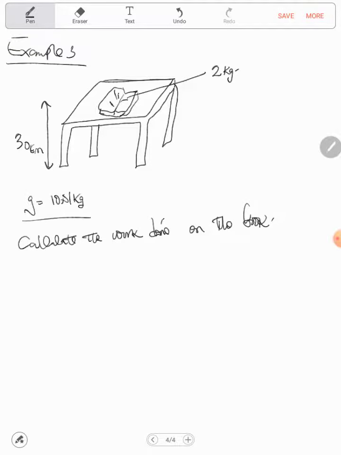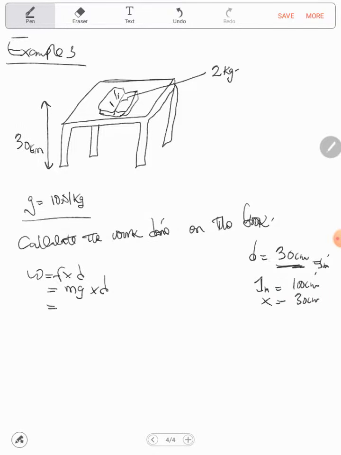Now work done is equal to force times what? Distance. When we have mass, force must be mass times gravity, times distance. Now the distance given here is 30 centimeters. Therefore this must be converted to meters. All right, now we know that 1 meter is equal to 100 centimeters. So if we have 30 centimeters here, how many meters are we having? So x will be equal to 30 centimeters divided by what? 100 centimeters. So x is equal to 0.3 meters.